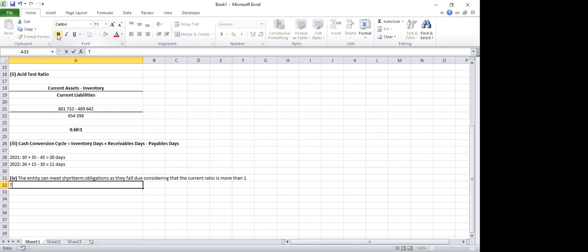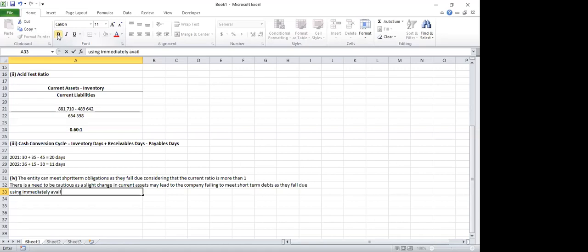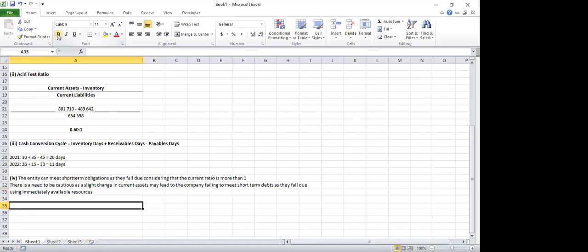But there is a need to be cautious. A slight change in current assets may lead to the company failing to meet short-term debts as they fall due using immediately available resources. A safer ratio can be something like 2:1, but it can differ from industry to industry. A better comment could be made if we had industry ratios.